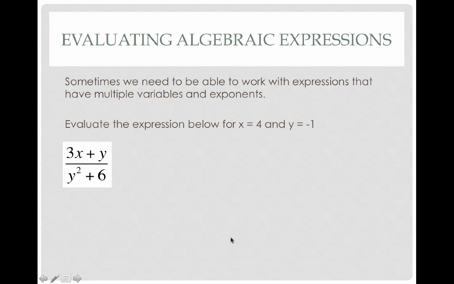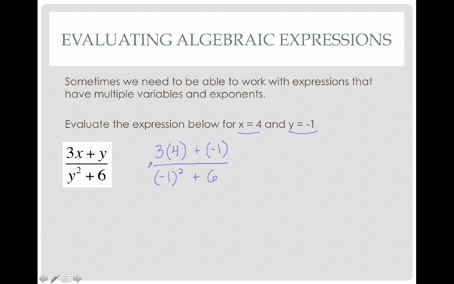Let's get a more complicated one. What if I want to work with expressions that have multiple variables and exponents? All right, how do I take all this and evaluate it if x equals 4 and y equals negative 1. All right, same idea. We're going to substitute things in. So we've got 3 times 4 plus y is negative 1. And on the bottom of the fraction, I got y squared, so negative 1 squared plus 6.